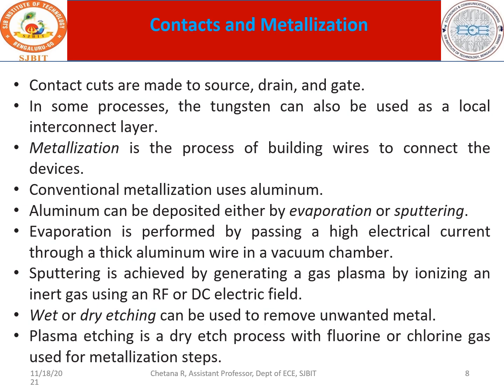Next, you have to go for wet or dry etching, which is removing the unwanted metal. In wet etching, you will be using the necessary solvents. Dry etching, you can just do with gas. So this is the procedure of wet or dry etching. Plasma etching is a dry etch process with fluorine or chlorine gas. So plasma etching is nothing but dry etching, where, as I told you, dry etching is with gases, and that is how extra metal is removed.